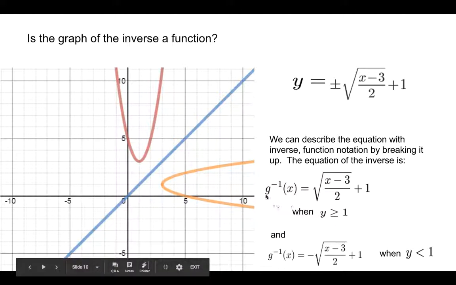That's the reason why we couldn't use the inverse notation before, because it wasn't a function. But if you now make it a function, so this part here now is a function, and so is this, and together they make the inverse, you can write it like this now.